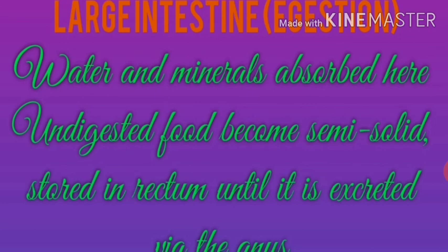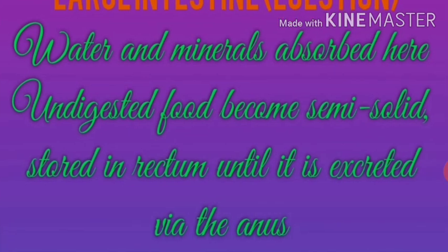After absorption of water in the large intestine, the undigested food becomes semi-solid. That undigested semi-solid food is stored in the rectum, and from the rectum it is excreted through the anus. You can just see on the screen also: water and minerals are absorbed here, here meaning in the large intestine. Undigested food becomes semi-solid, stored in the rectum until it is excreted via the anus.